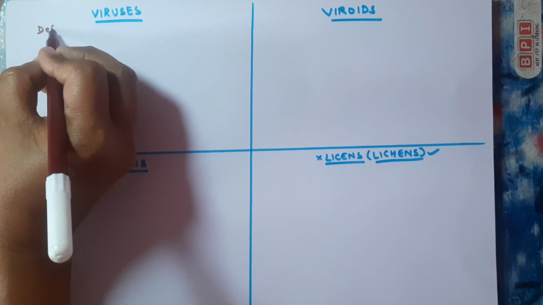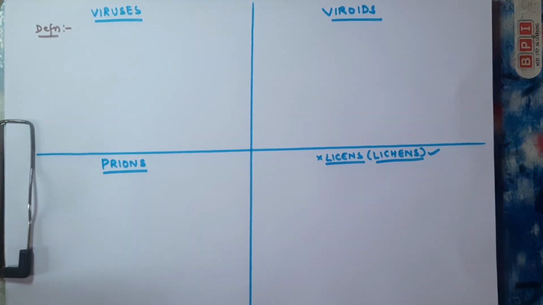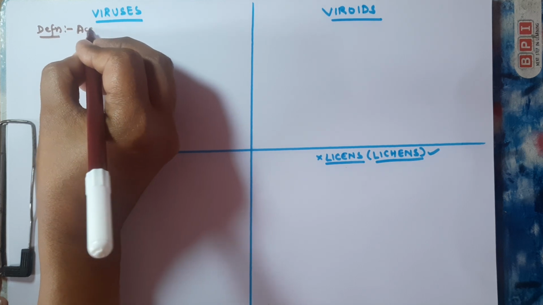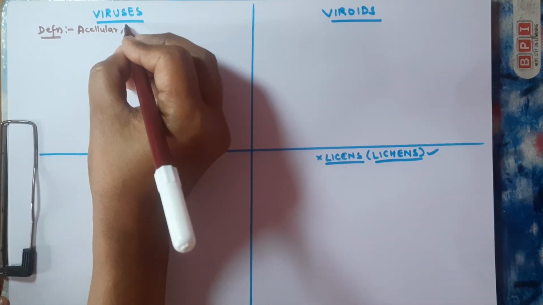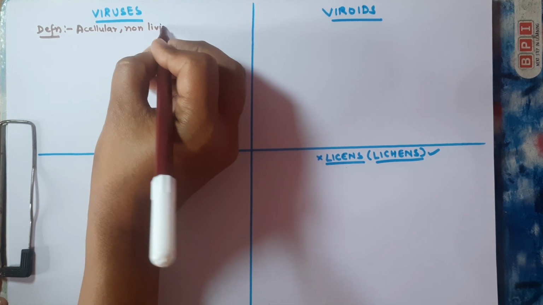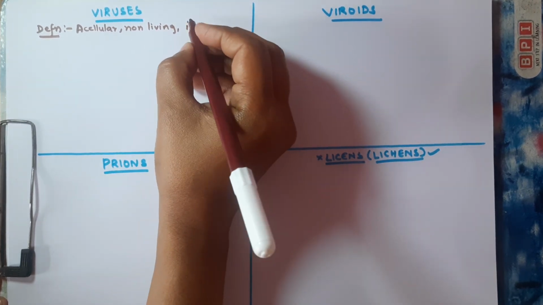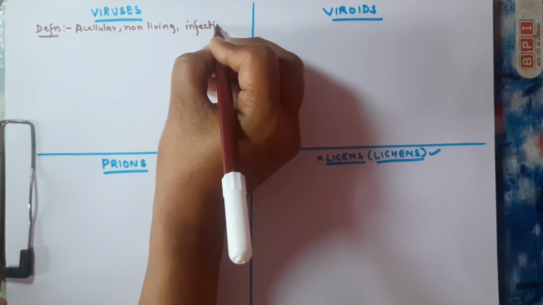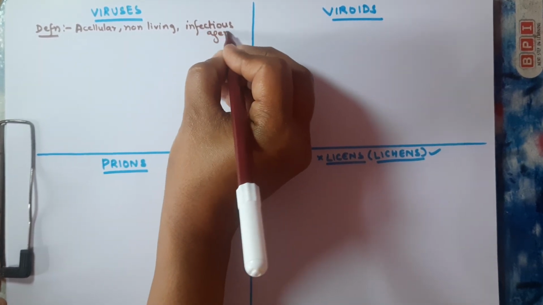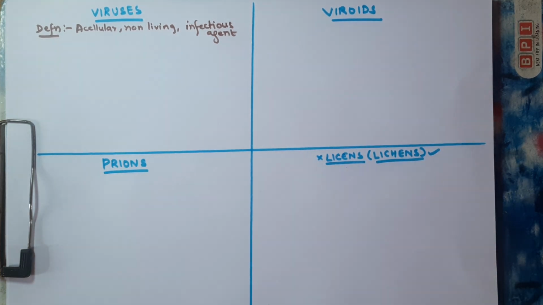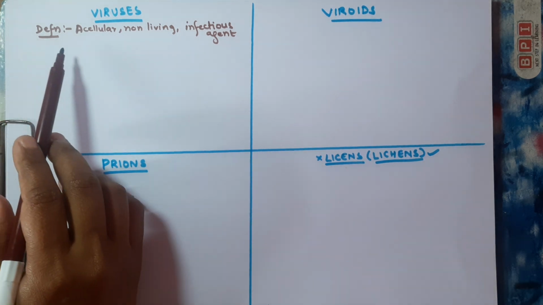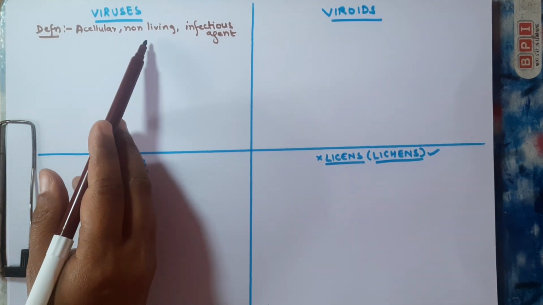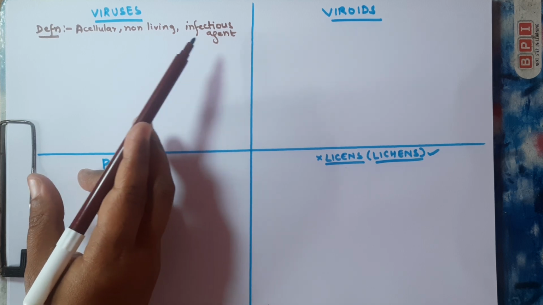So what is the definition of the viruses? What are viruses? They are acellular, they are non-living, and they are infectious agents. So if they are non-living, students, then how can they be infectious agents? Because they can only exhibit living-like characteristics, or they can reproduce, if they are present inside a host cell. So this is the definition of the viruses: the viruses are defined as acellular, non-living infectious agents that can only reproduce within a host cell.